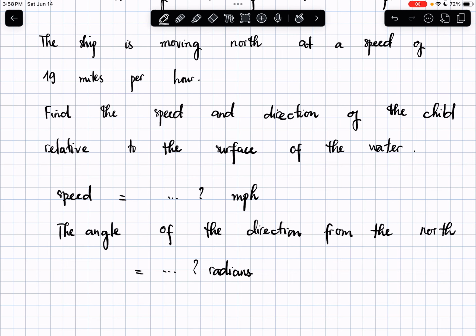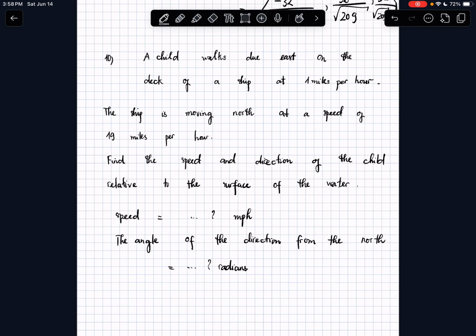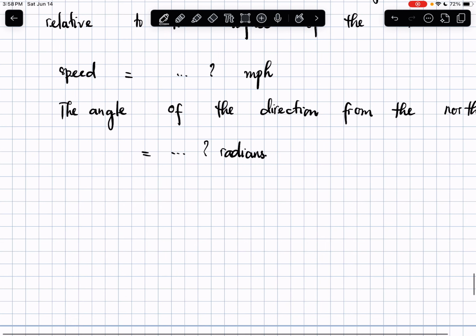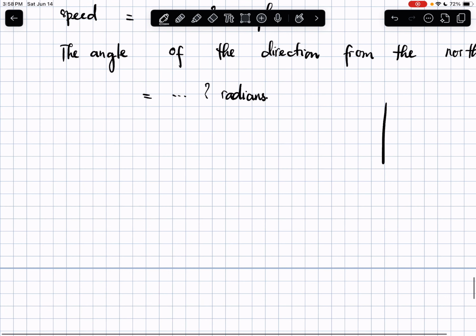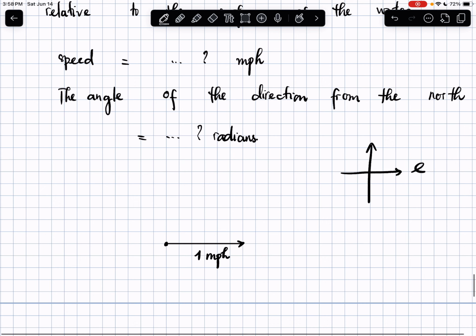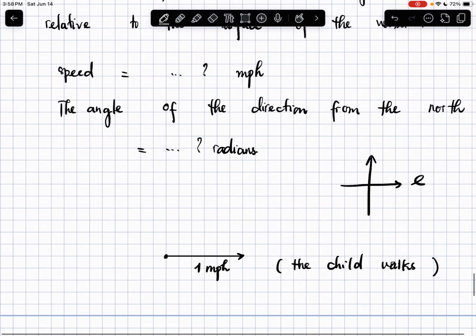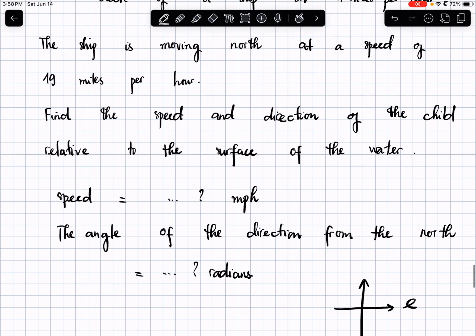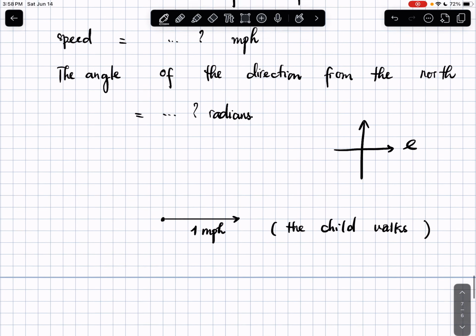something radians. Okay, now, so the child walked due east on the deck of the ship. So say that the child walks due east. So let's say here the child walked due east 1 mile per hour, and the ship is moving north 19 miles per hour.